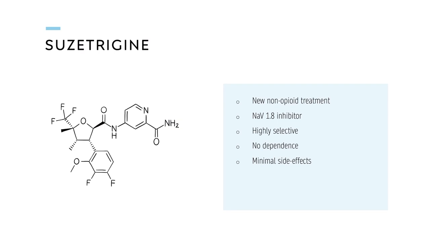It is an inhibitor of the voltage-gated sodium channel 1.8, which is expressed in the peripheral pain neurons. It is the first inhibitor of this sodium channel to be approved for acute pain treatment. When looking at the mechanisms of suzetrigine, it acts as an allosteric modulator, binding to a specific site on the sodium channel 1.8. This stabilizes the sodium channel to its non-conductive state, preventing sodium influx. This in turn inhibits pain signaling.